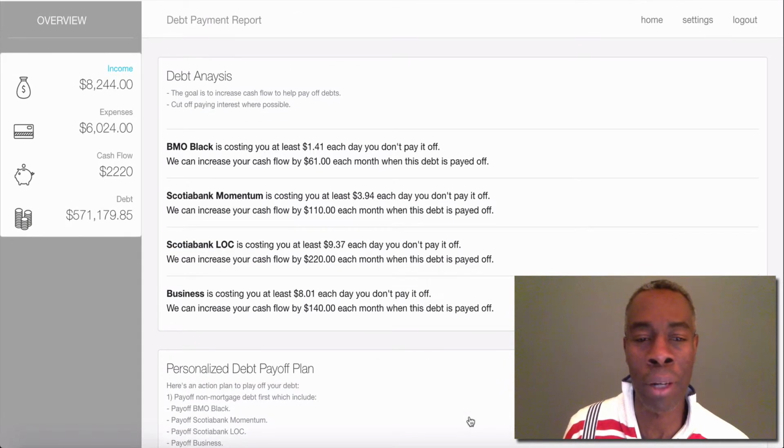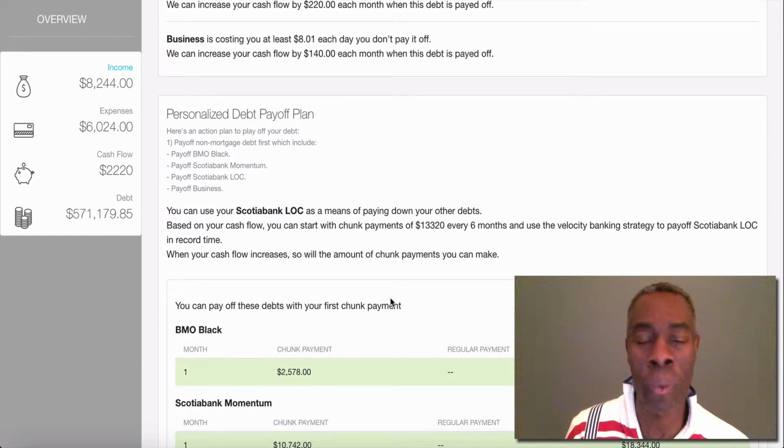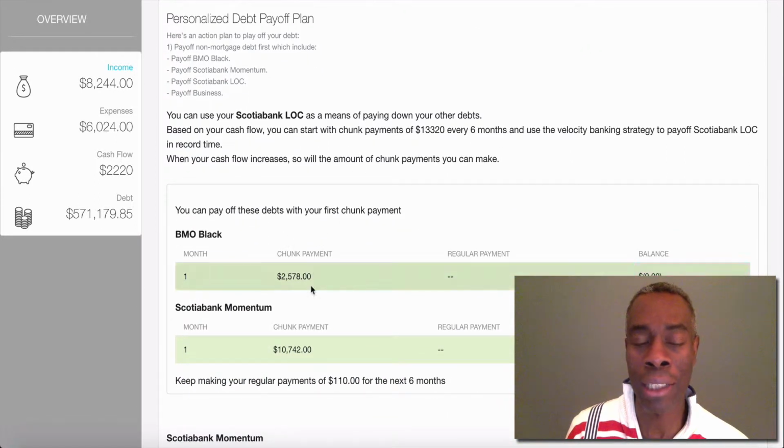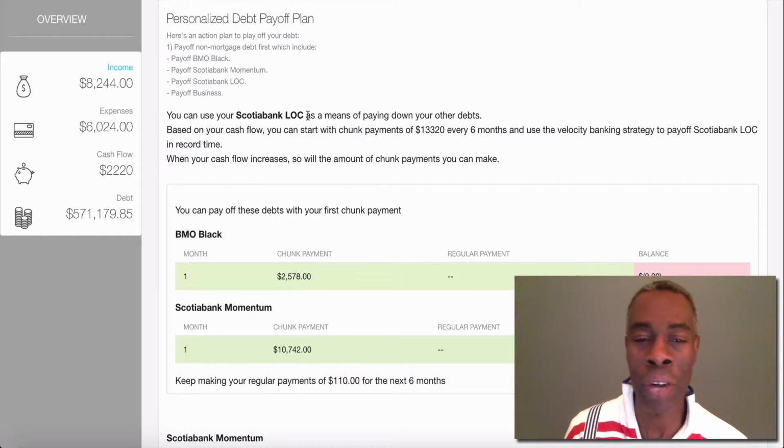And this is the best part of this application, it breaks down your debts for you. It gives you a little overview of your debts, and then it gives you a plan. Here's where things get interesting, because this plan breaks down what to pay first, which chunks, and how to make the chunk payments. Here it's saying that you use your line of credit to pay off these debts, and you can make just over $13,000 every 6 months in chunk payments, based on your cash flow and a little more calculation that it does.